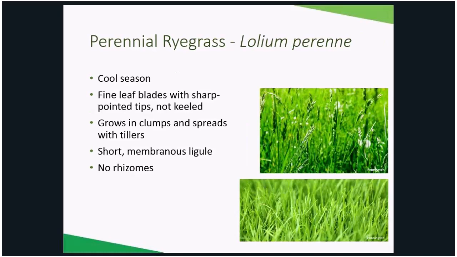This one also has a membranous ligule, but it's much shorter than our creeping bentgrass, our last grass that we looked at. And again, this one grows in clumps, and so it's different than that creeping bentgrass that's going to grow by creeping.